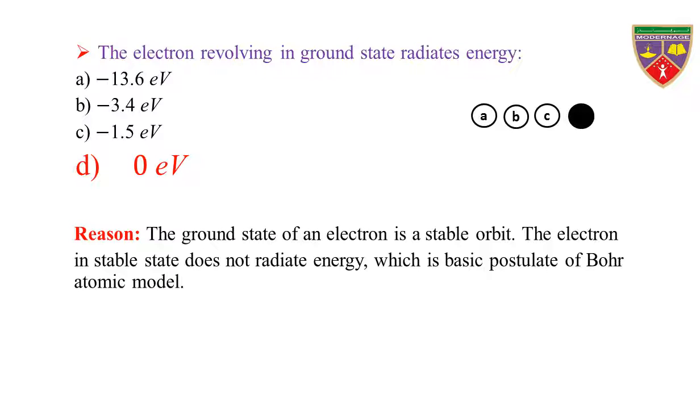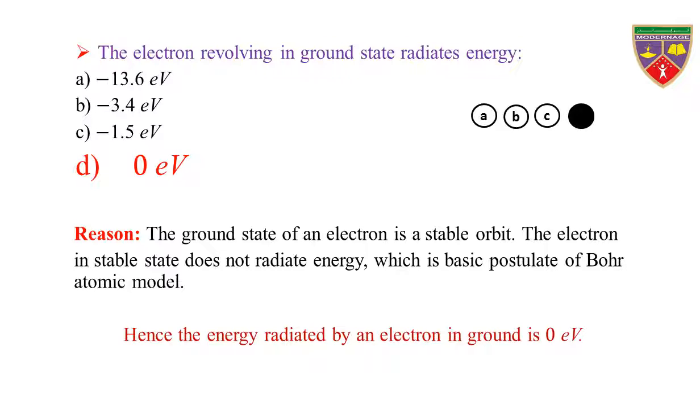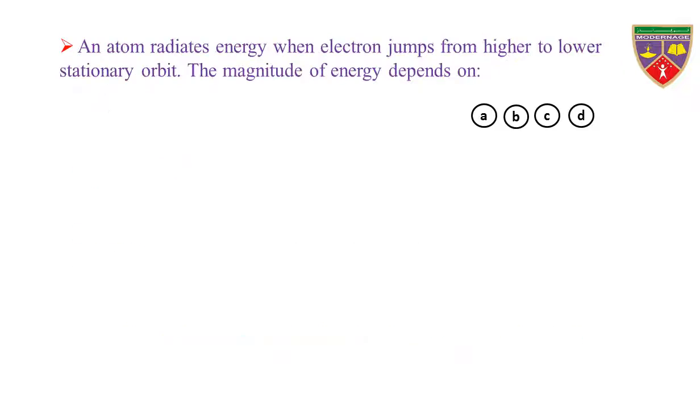Reason: the ground state of an electron is a stable orbit. The electron in stable state does not radiate energy, which is a basic postulate of Bohr atomic model. Hence, the energy radiated by an electron in ground state is 0 electron volt.